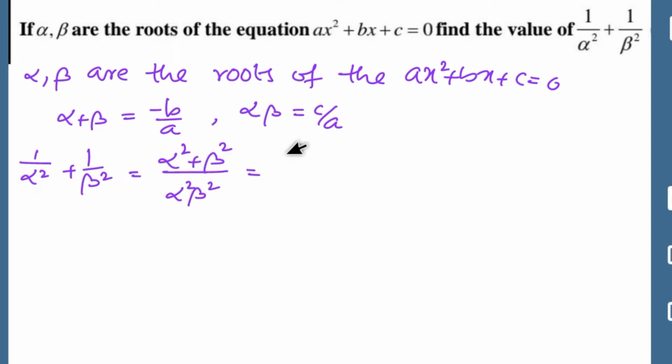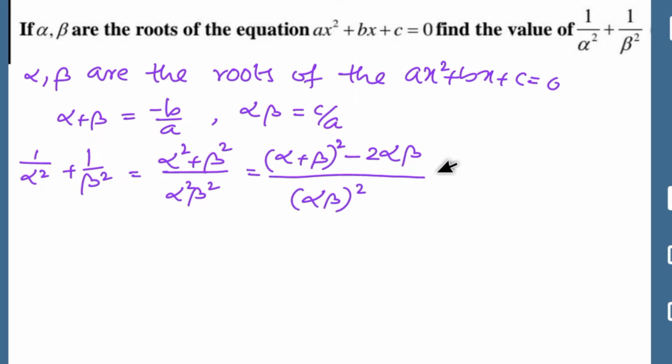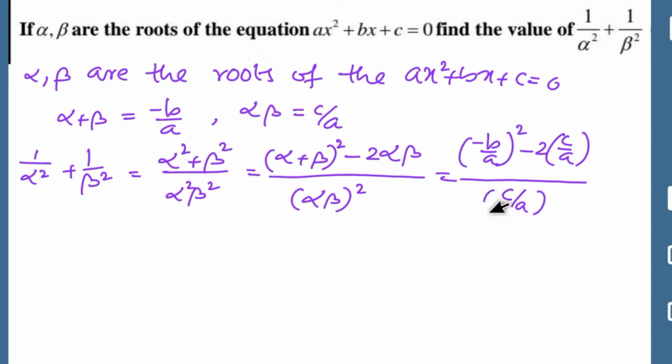So a square plus b square, what can we write it as? We write it as (a plus b) whole square minus 2ab, by alpha beta whole square. So what is alpha plus beta value? Minus b by a whole square minus 2 into alpha beta value, c by a, by alpha beta, c by a whole square. Now simplify this.